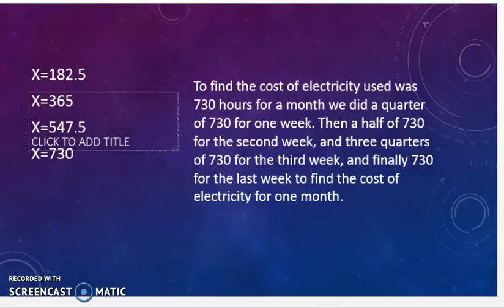Here are the X's we plugged in to find our information of the weekly cost. To find the cost of electricity used was 730 hours for a month. We did a quarter of 730 for 1 week, then a half of 730 for the second week, and 3/4 of 730 for the third week, and finally 730 for the last week to find the cost of electricity for 1 month. So we plugged them in 4 times to find the monthly cost.